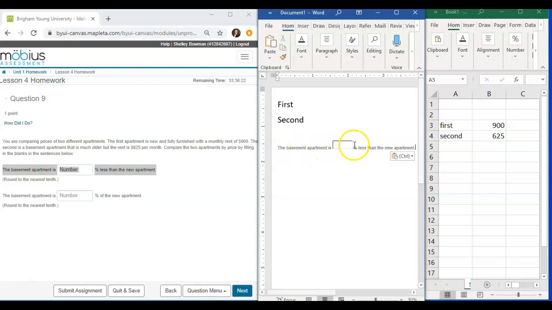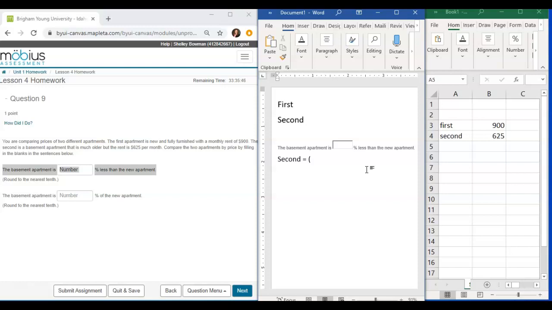Okay, so the basement apartment is, and I'm going to change this blank here. Can I get rid of this? Oh, nope. So the basement apartment we put as the second. The second is a basement apartment. So this is the second equals, for the word is, blank percent less than. This one is kind of tricky. As in the other tutorials, we're going to start it with a parenthesis because when we see the phrase less than, we actually reverse these.